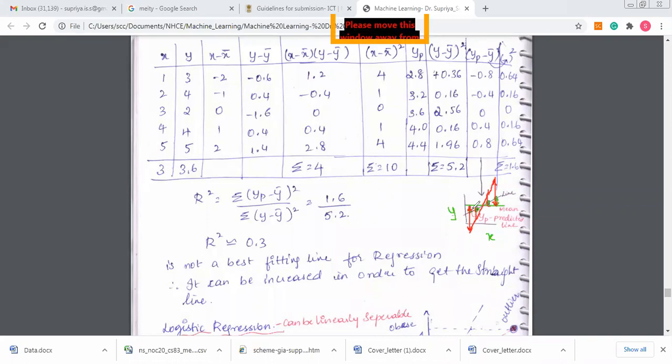Even in the given problem statement, the value is 0.3. You can still come up with a much better line to make sure that it is trying to coincide with those points. So it can be increased in order to get a better straight line. You can recreate the values of m and c. In the equation y is equal to mx plus c, if you change the slope and the intercept, you might get another line which actually coincides with this data set. But with the first go, we have got this.